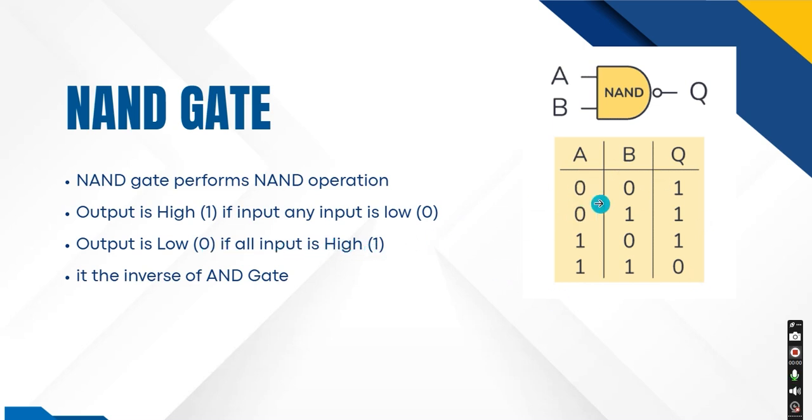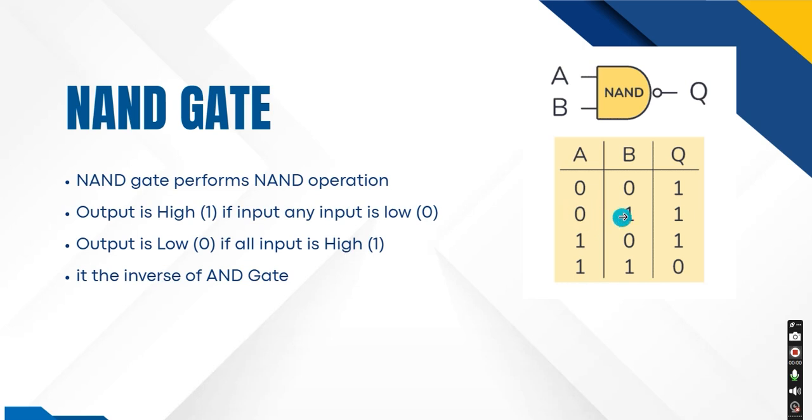So this is the truth table of the NAND gate. From the condition here, we say that the output is high if any of the inputs is low. So I have A low and B also low, so both inputs are low. The condition says if any of the inputs is low, but in this case both inputs are low, so we also expect the output to be high. Here A is low.